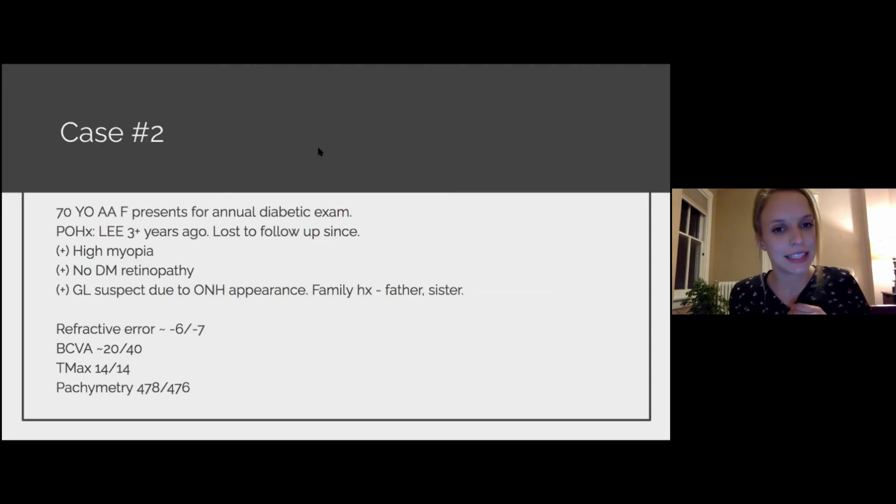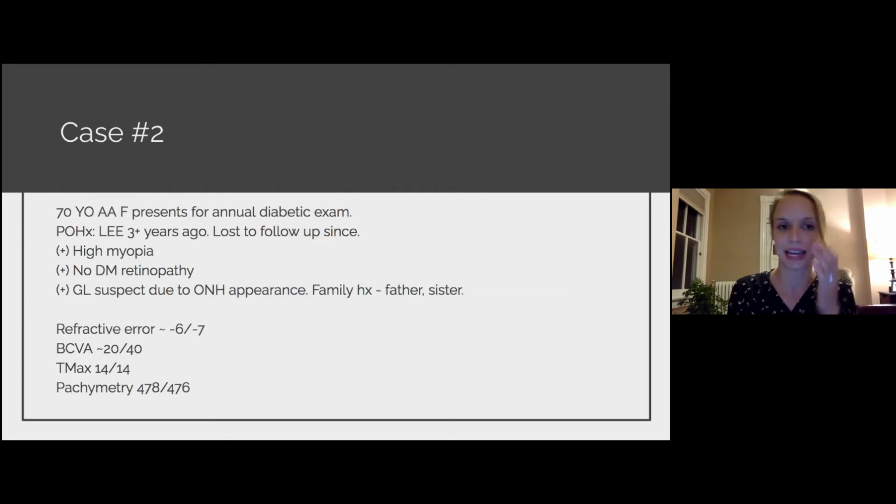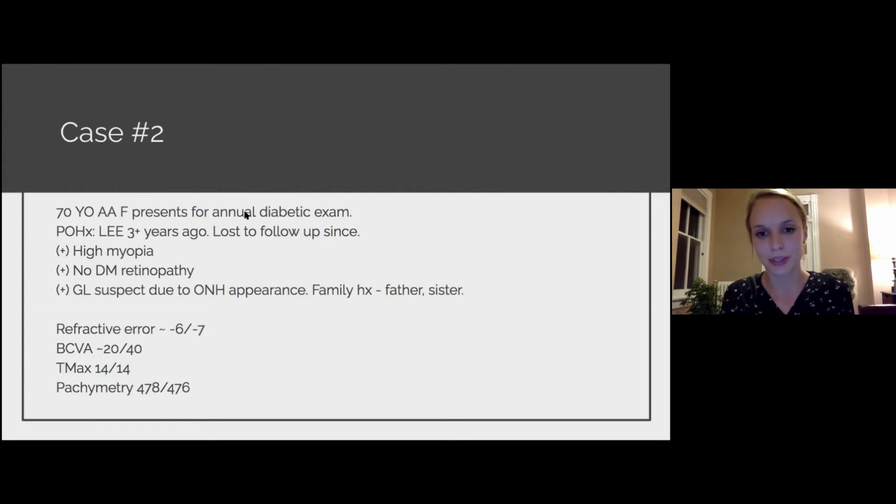My second case starts off pretty much identically. A 70-year-old African-American female presenting for an annual diabetic exam. Last eye exam over 3 years ago and lost to follow-up since. Just like the first patient, high myopia, no diabetic retinopathy, and a glaucoma suspect based on her nerve appearance. Unlike the first case, this patient had a positive family history. Her father and her sister were both treated for glaucoma.